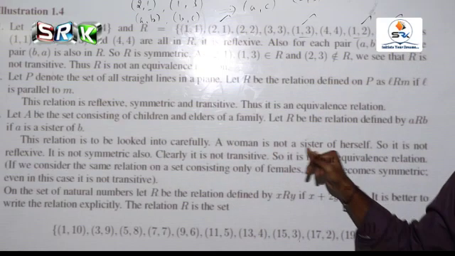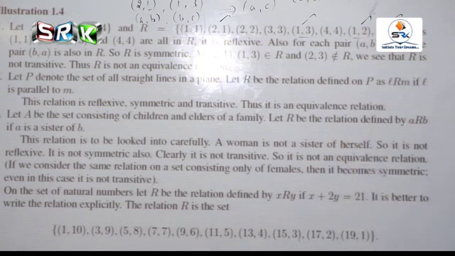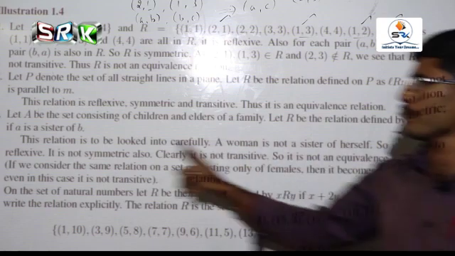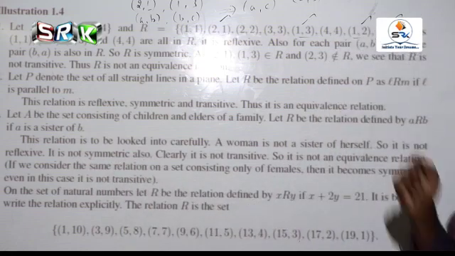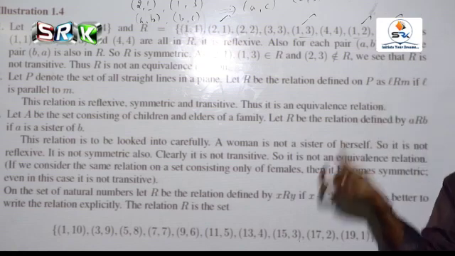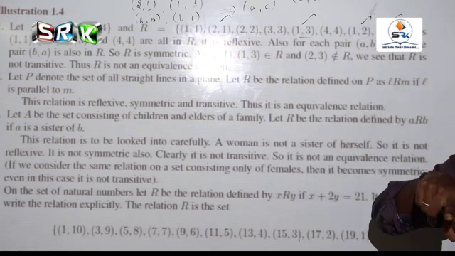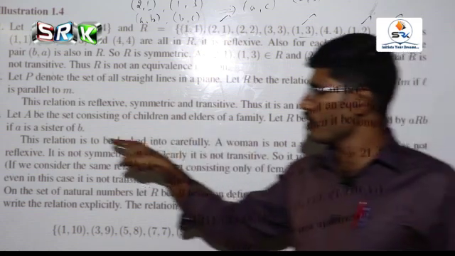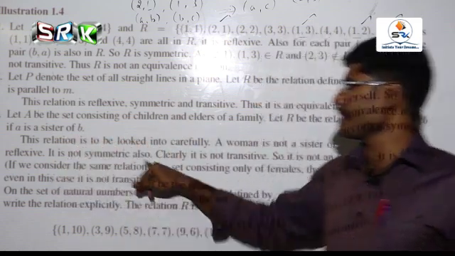A woman is not a sister of herself. So it is not a reflexive property. Next, the symmetric property is also not satisfied. Why? A is a sister of B, but B is a sister of A does not follow. It is not a symmetric property.